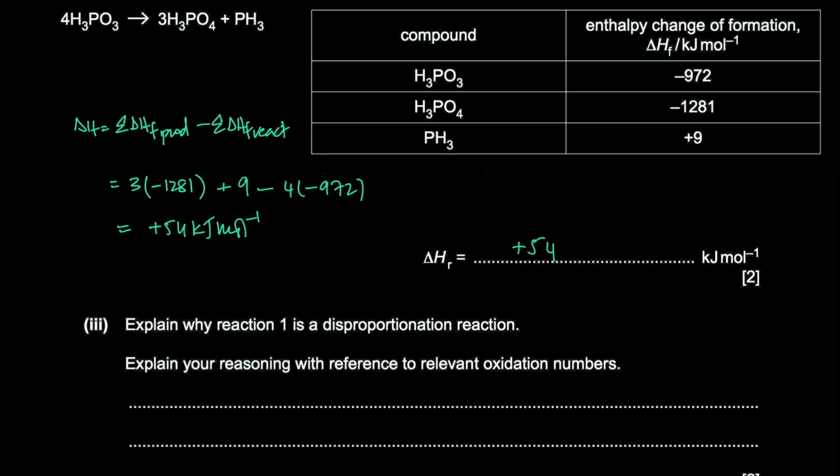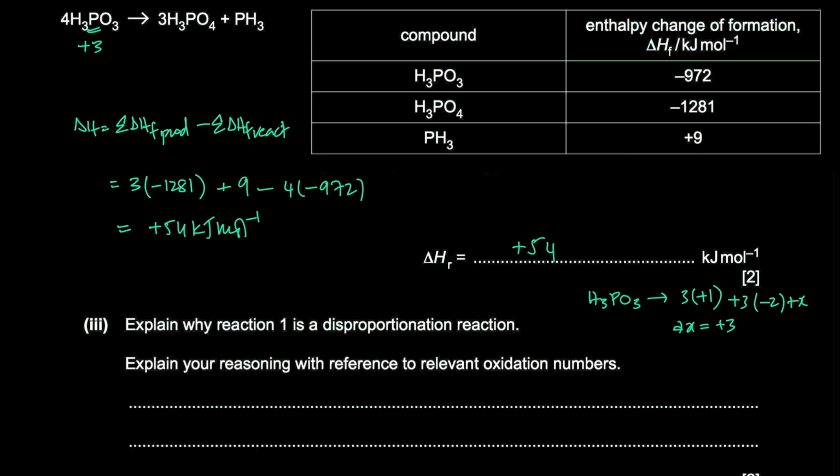And we can check. In H3PO3, phosphorus has an oxidation number of +3. You have 3 hydrogens which are +1, and 3 oxygens which are -2, and then phosphorus, which is, let's say, X. That gives you X as +3. So the oxidation number of phosphorus initially is +3. And then in H3PO4, phosphorus is +5.